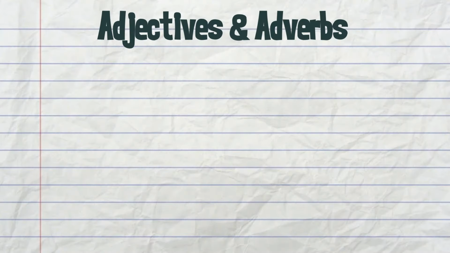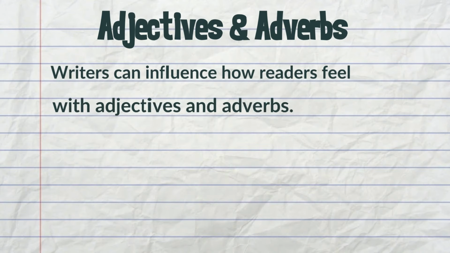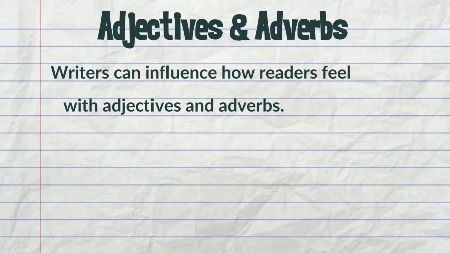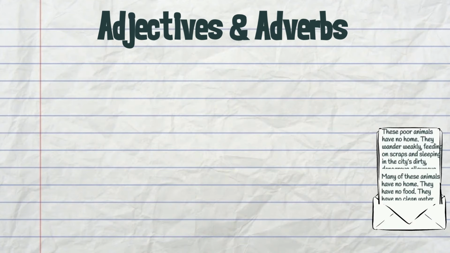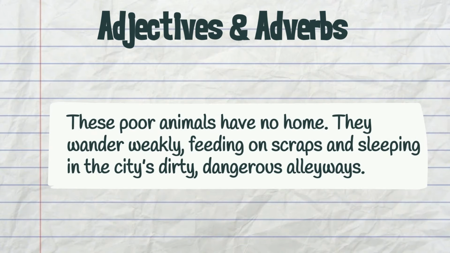Number 3. Adjectives and adverbs. Writers can influence how readers feel by carefully selecting adjectives and adverbs. Look at another passage from the letter about animal shelters. Listen for the describing words. These poor animals have no home. They wander weakly, feeding on scraps and sleeping in the city's dirty, dangerous alleyways.